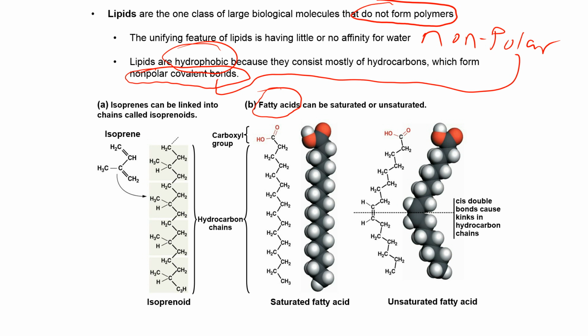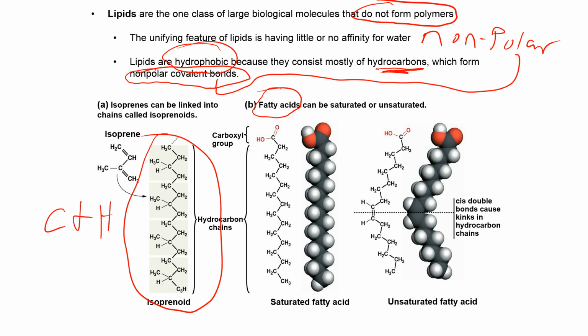If you look at this fatty acid here, your isoprenoid consists of a long chain of hydrocarbons. Hydrocarbons consist of nothing more than carbon and hydrogen, and that's all you see here. This makes this part of the fatty acid molecule non-polar because carbon-hydrogen bonds are non-polar covalent bonds.